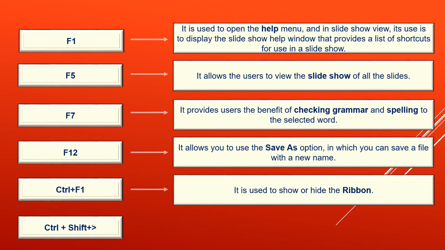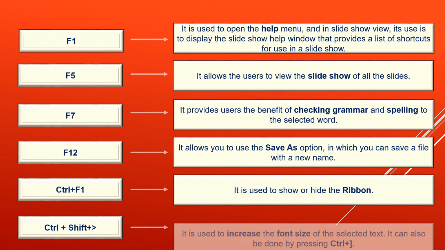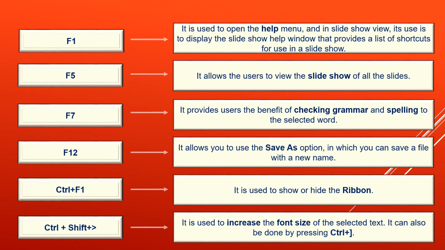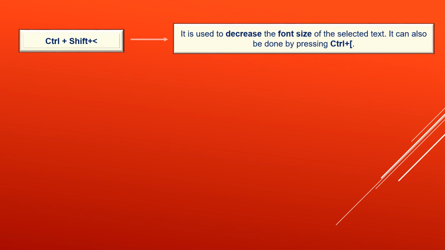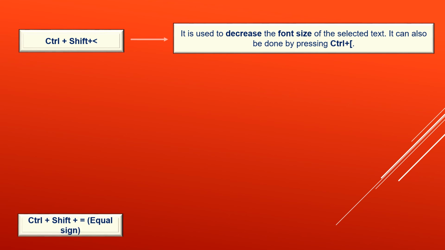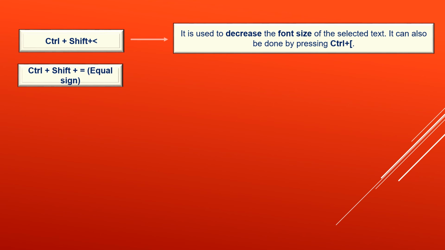Ctrl plus Shift plus greater than. It is used to increase the font size of the selected text. It can also be done by pressing Ctrl plus right square bracket. Ctrl plus Shift plus less than. It is used to decrease the font size of the selected text. It can also be done by pressing Ctrl plus left square bracket.